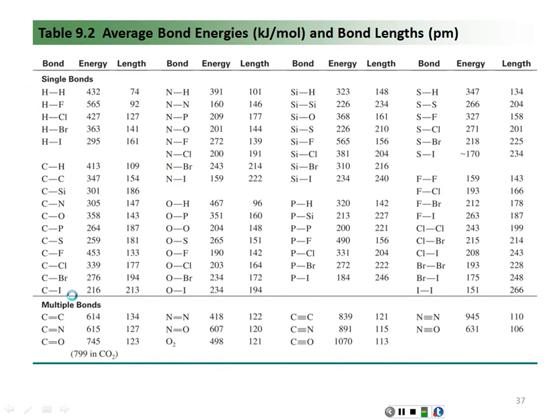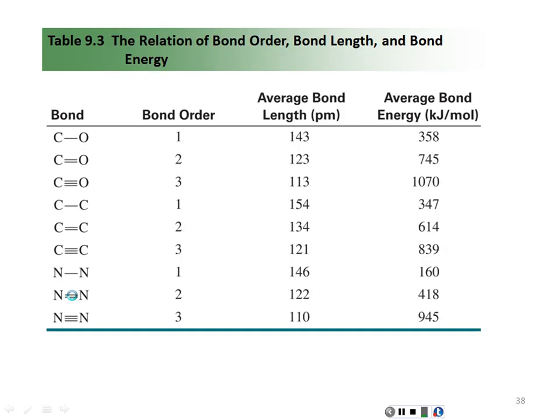Table 9.2 gives you some average bond energies. It's a pretty large table. There's a lot going on here. I pointed it out because you might, in certain homework problems, need to refer to this table to find a bond energy. I'm going to highlight one section of this table that's highlighted in table 9.3, and that's this trend with bond order.